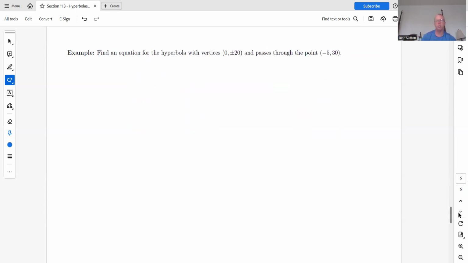All right, then the last one, find an equation for the hyperbola. Vertices 0 plus or minus 20, and then it passes through the point -5, 30. So we know, again, this one's opening vertically because the vertex is on the y-axis. So we have y squared over a squared minus x squared over b squared equals 1. So our a is going to be 20. So this would be y squared over 20 squared minus x squared over b squared equals 1.